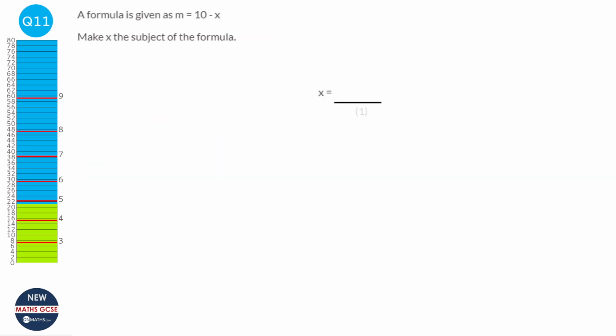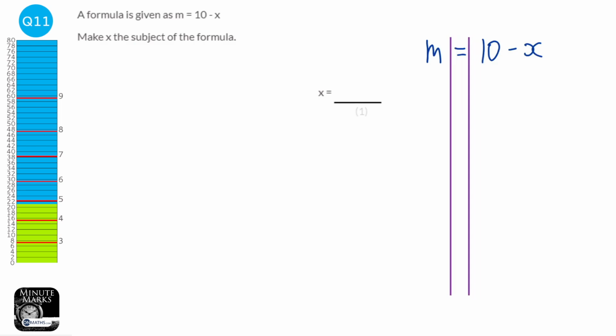To rearrange this, I'm just going to write out the equation again, and I'm going to put my lines in. The first thing I'm going to do is try and make the x positive, because we're looking to make x the subject of the formula, which means we need it to be x equals. So what I'm going to do is just add x both sides. So we've got x plus m equals 10.